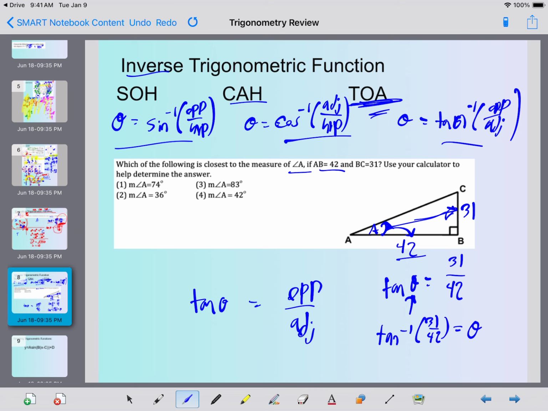Put that in your calculator. What I'm doing, second tangent, 31 over 42. And I get, oh, I'm in radian mode. These answers are in degrees, right? So let me just make sure I'm in degree mode. We get 36.43085812. So about 36 degrees. That's how you use your inverse trig functions.